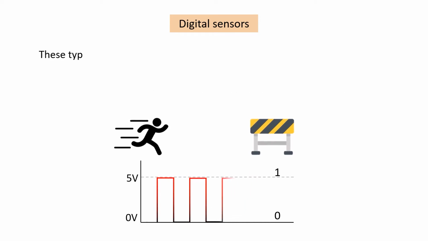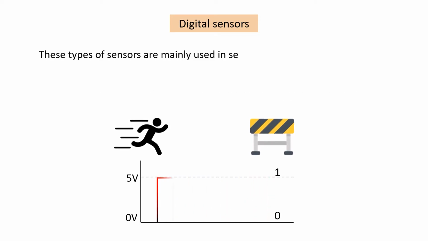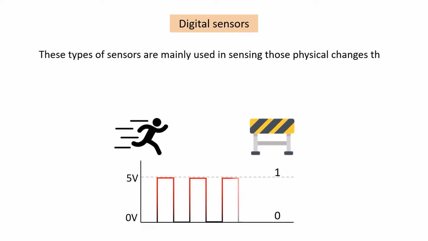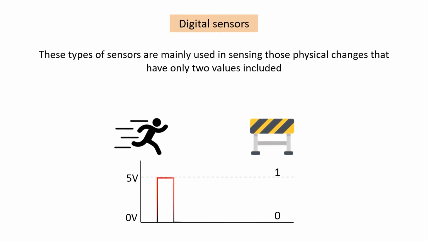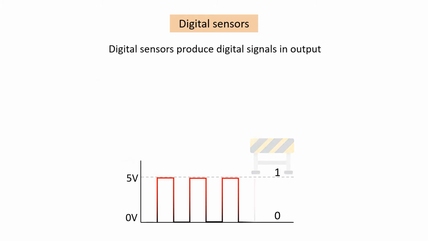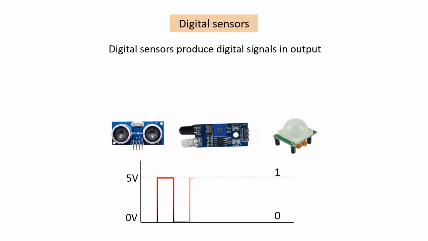These type of sensors are mainly used in sensing those physical changes that have only 2 values included. Digital sensors produce digital signals in output. So let's see what a digital signal is.